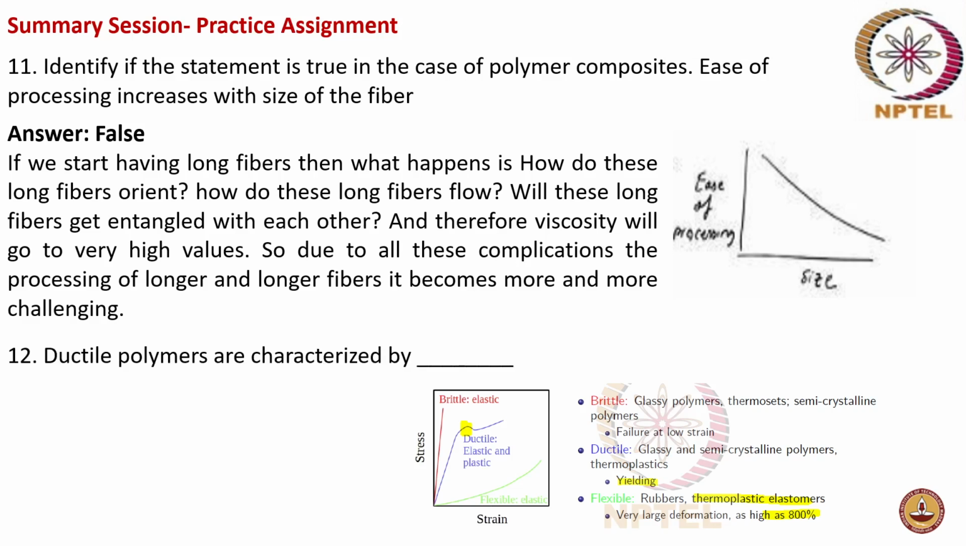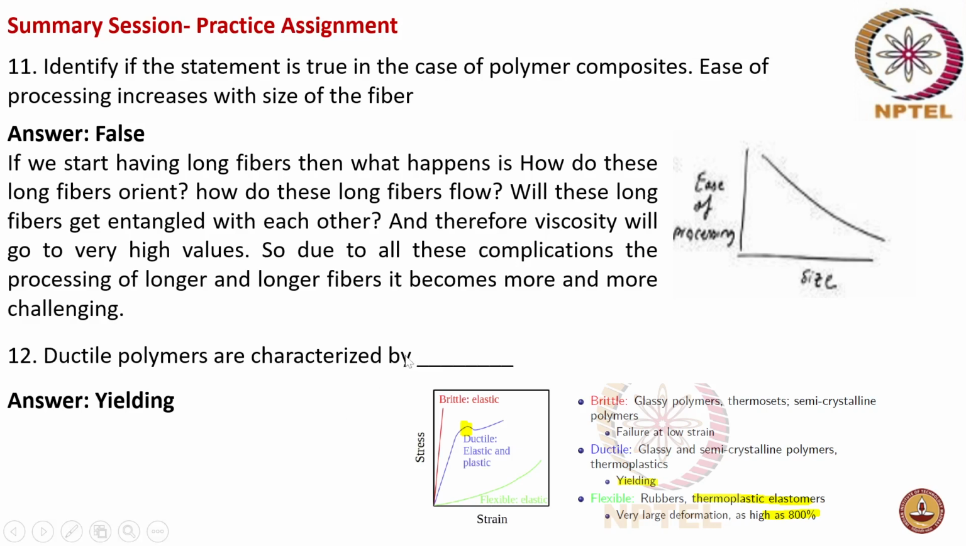Next question. Ductile polymers are characterized by, actually the answer is there in the slide itself. They are characterized by yielding. Your ductile polymers, your thermoplastics, are characterized by yielding. So this is your yielding behavior. There is a permanent structural change happening, but still the material does not fail. It fails after there is some permanent change also. It still continues withstanding the strain after some permanent change also. So the ductile polymers are characterized by yielding.